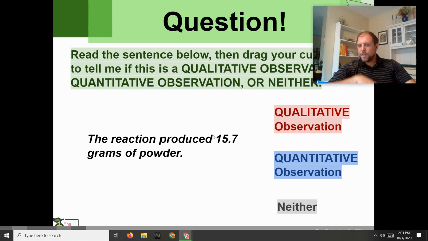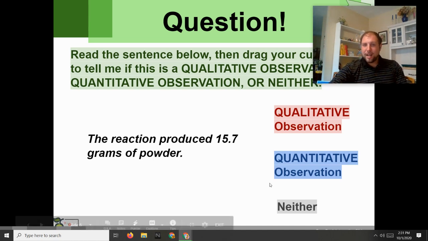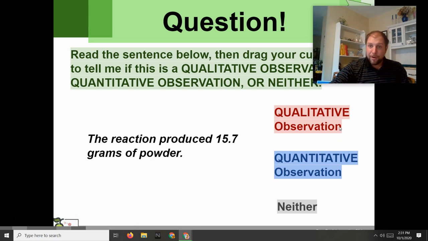The reaction produced 15.7 grams of powder. Qualitative? Quantitative? Neither. This is quantitative because it has that number in there. It's a numerical measurement. You're not saying you produced a lot of powder or a little powder. You're telling me exactly how many grams of powder. Okay. And that's useful because we can't really argue with this number. And that's a number that we can use to do calculations. Oh, we produced 15.7 grams of powder. Is that as much as we were expecting? Did we produce a little extra? Did we produce a little bit less? Now we can work with that.